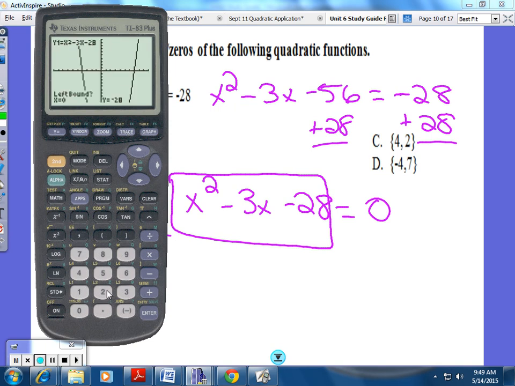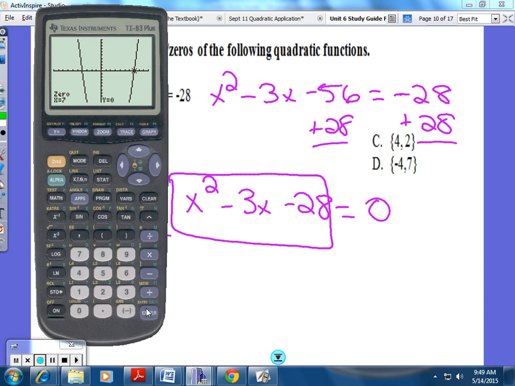It's going to say left bound. You always put in a negative number. I always put in negative 10. And then right bound, you put in a positive number. I put in positive 10. Enter. When the calculator says guess, that's the calculator's way of asking you, do you want me to get the answer? Yes, we want you to get the answer. So we hit enter. Okay, it gives us one of the zeros.